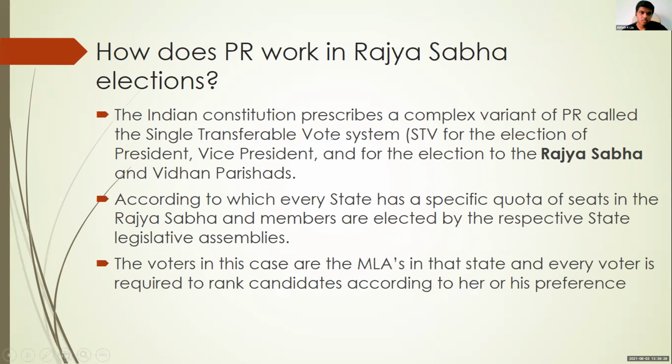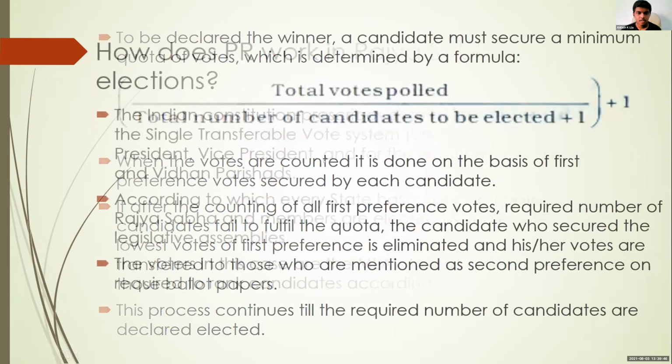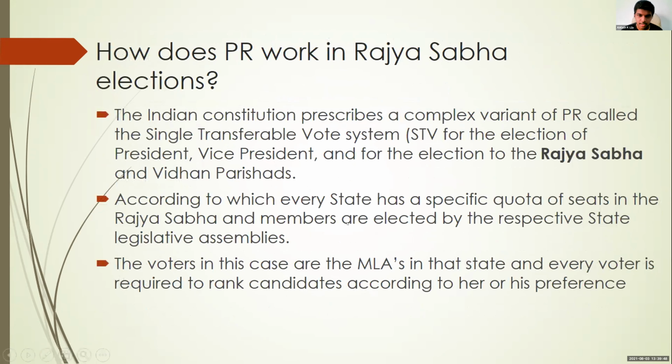And now we come to how it works in the Rajya Sabha elections. A variant of PR prescribed by the constitution, called single transferable vote or STV, is put into practice for the election of the president, vice president, and for Vidhan Parishads along with Rajya Sabha. So our topic of concern over here is Rajya Sabha elections.